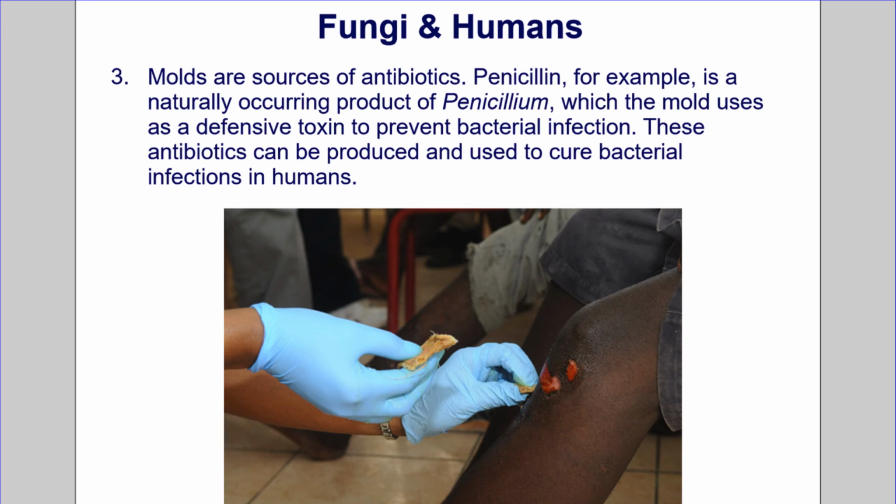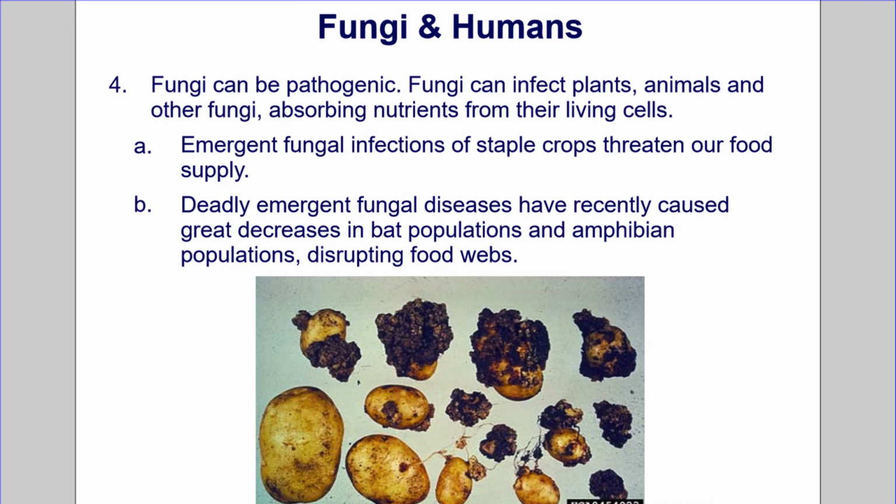Penicillin, for example, is a naturally occurring product of Penicillium, which the mold uses as a defensive toxin to prevent bacterial infection. These antibiotics can be produced and are used to cure bacterial infections in humans. 4. Fungi can be pathogenic. Fungi can infect plants, animals, and other fungi, absorbing nutrients from their living cells.